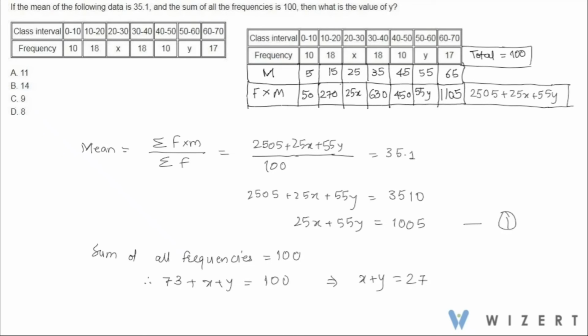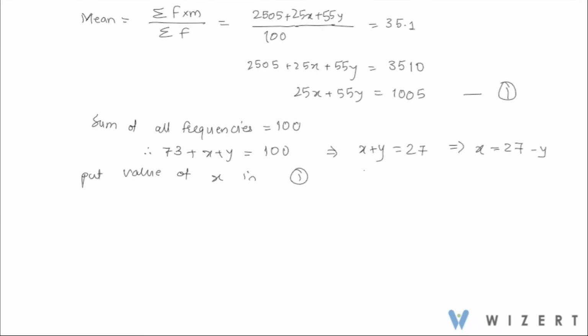Therefore, we have to find the value of y, so we can just replace x here. Therefore x equal to 27 minus y. So let's put this value of x in equation 1. So what we get next is 25 into 27 minus y, plus 55y equal to 1005.